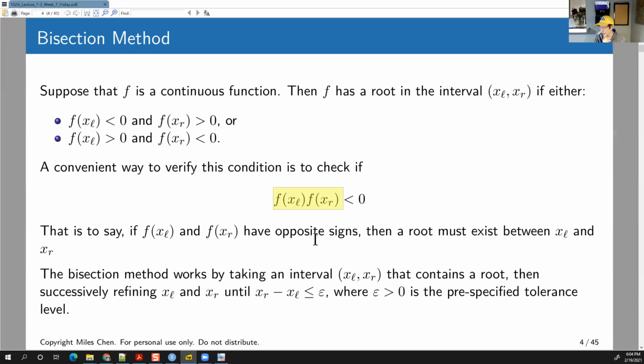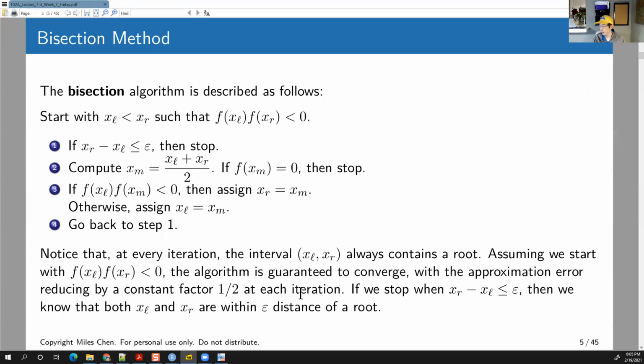All we're going to do is successively shrink this interval until the difference between the left and right-hand side is smaller than some tolerance level epsilon. So the way this works is you start with the left-hand side and the right-hand side, and if the difference between them is less than epsilon, you can stop.